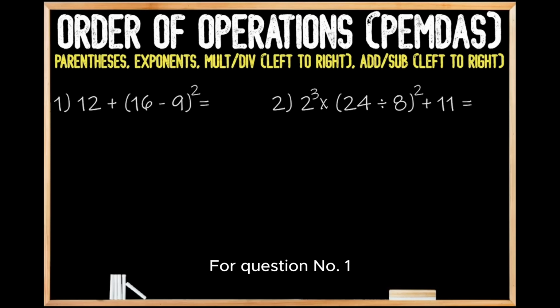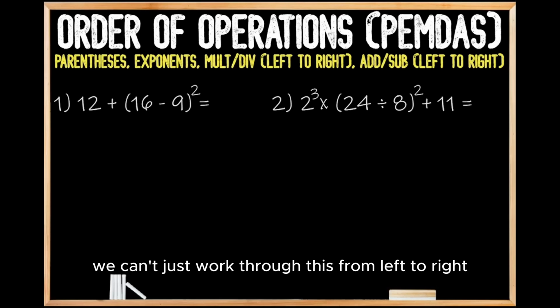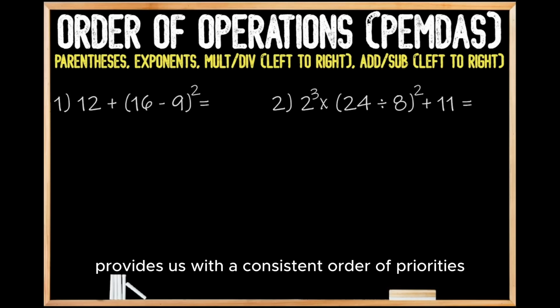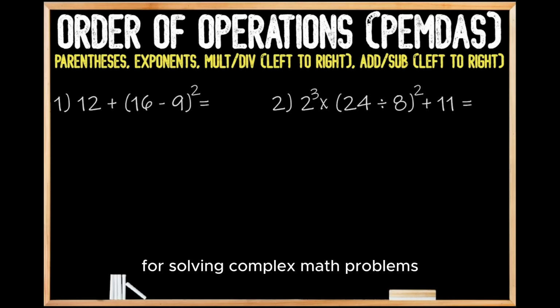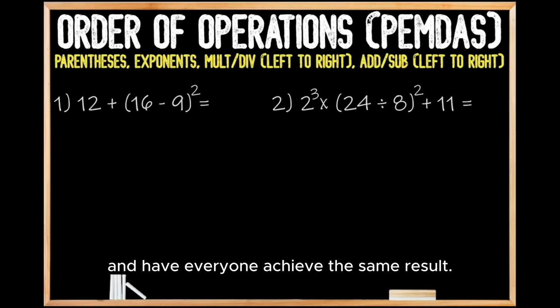For question number 1, we can see that we have a problem that has multiple operations within the same problem. So clearly we can't just work through this from left to right. And that's where the order of operations comes into play. The order of operations provides us with a consistent order of priorities for solving complex math problems, just like on our screen here. This step-by-step order allows us to solve problems with multiple operations and have everyone achieve the same result.